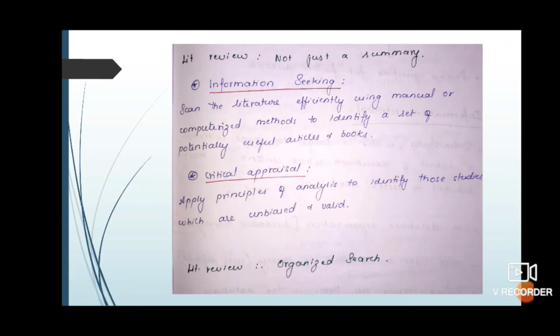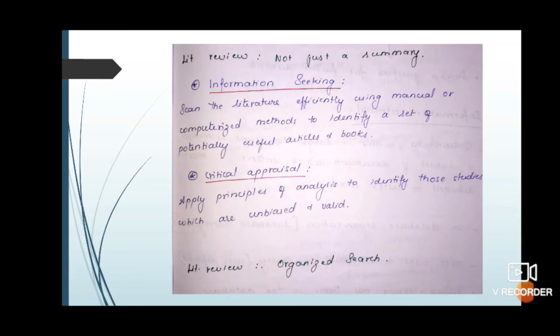First of all, a literature review is not just a summary. It is a platform for information seeking, and in this we scan the literature efficiently using manual or computerized methods to identify a set of potentially useful articles or books. In this way we create a habit of critical appraisal, that is, we apply the principles of analysis to identify those studies which are unbiased and valid, and take those studies into consideration.